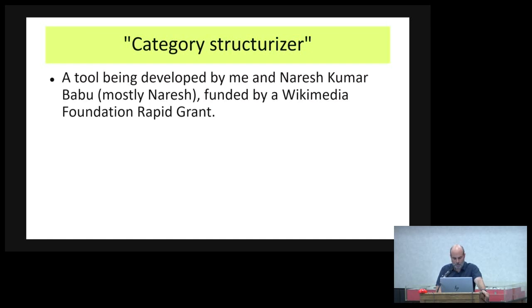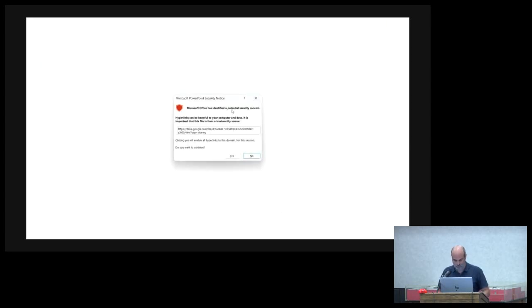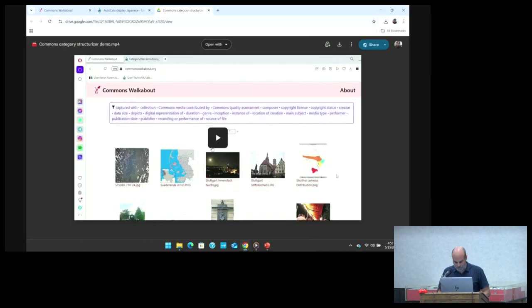The latest tool is something that we now call Category Structurizer. It's being developed by me and Naresh Kumar Babu, who you heard about yesterday. He's one of the developers of the Springboard extension that we were funded for by a Wikimedia Foundation Rapid Grant. It still has some issues, but it works already, and it lets you add or remove specific property value pairs to or from all the files in a certain category all at once. So here's the demo, which I'm very excited about.